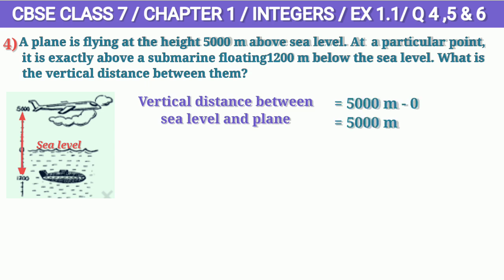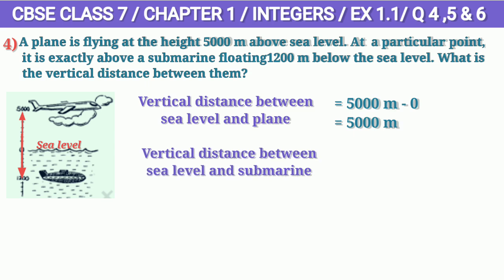Submarine is 1200 meter below sea level. So we will take depth of submarine as minus 1200 meter. Vertical distance between sea level and submarine we will take as 0 minus 1200 equals to minus 1200 meter.